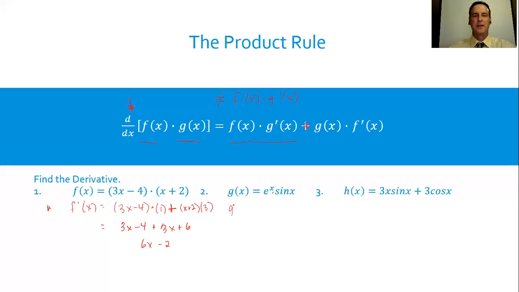All right, there's a times sign there. Same rule, product rule. First times the derivative of the second. The derivative of sine is cosine, plus the second times the derivative of the first. The derivative of e to the x is e to the x. And you can really stop there. If you wanted, you could factor out an e to the x, but we're not going to take it that far.